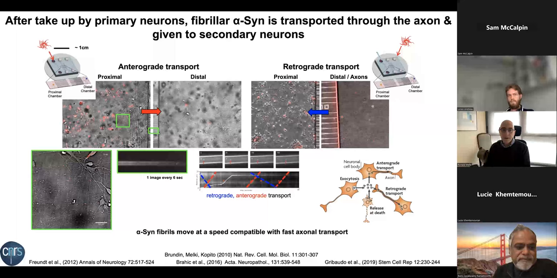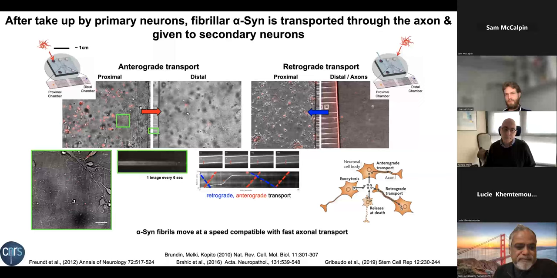They are transported, as you can see here on this movie, with particles moving in one direction or another, to the distal part of the culture chamber. And if you have neurons sitting in this distal chamber, you can see the neurons taking up these aggregates. If you do the opposite experiment, where we add the fibrils to the axonal termini, you can see the fibrils also coming up to the cell body of the neurons, whose axons are sitting in this distal chamber.